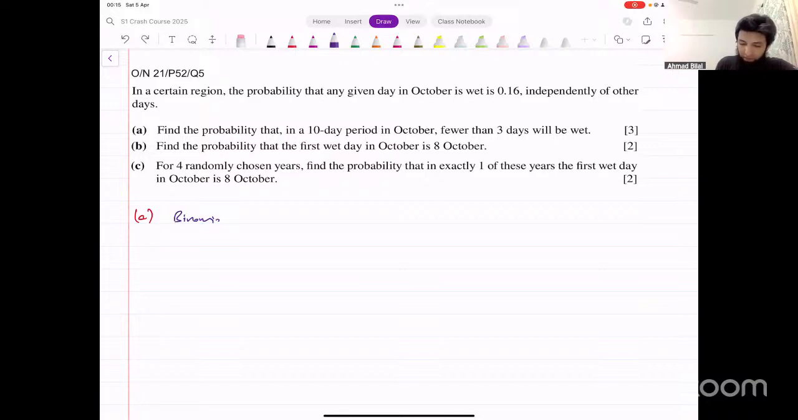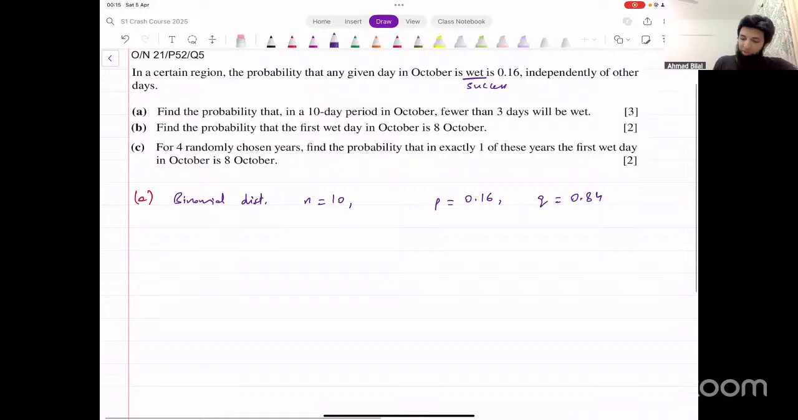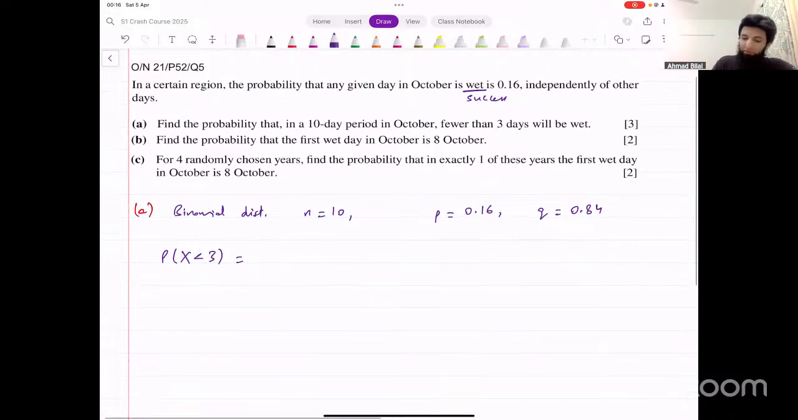In the first part, n is equal to 10. Probability of success: we're calling the day being wet a success. So that's 0.16, and the failure would be 0.84. What's the probability that fewer than 3 days will have rain? Fewer than 3 successes. That's x less than 3. That's the probability that we're looking for.